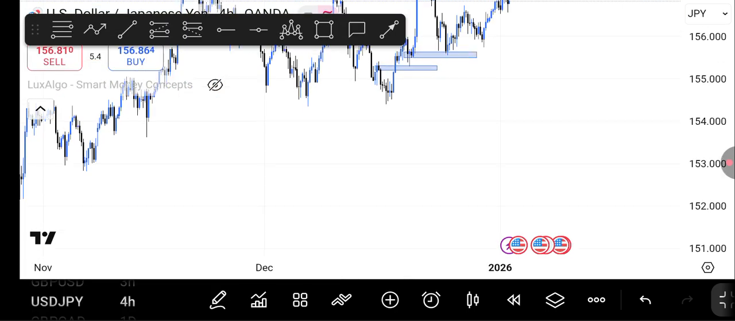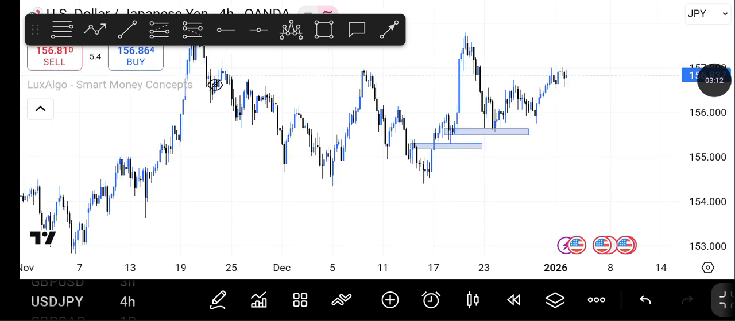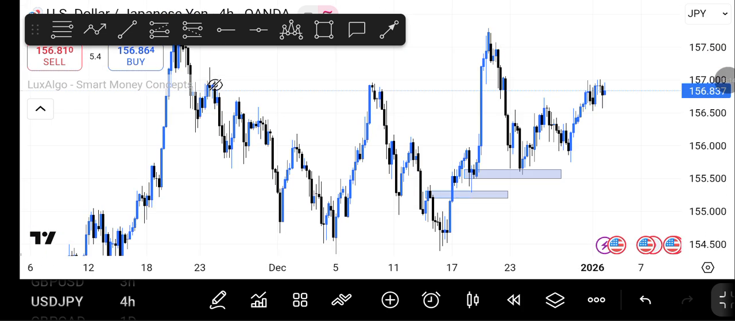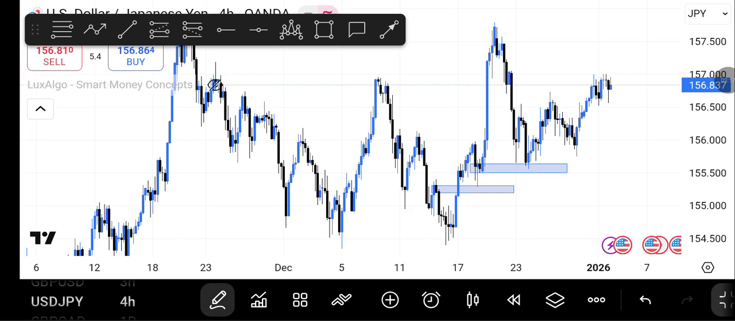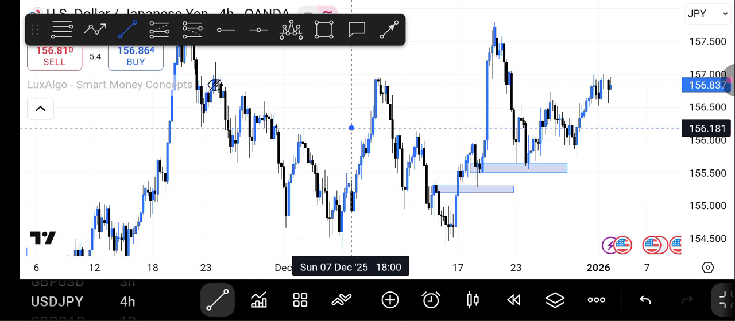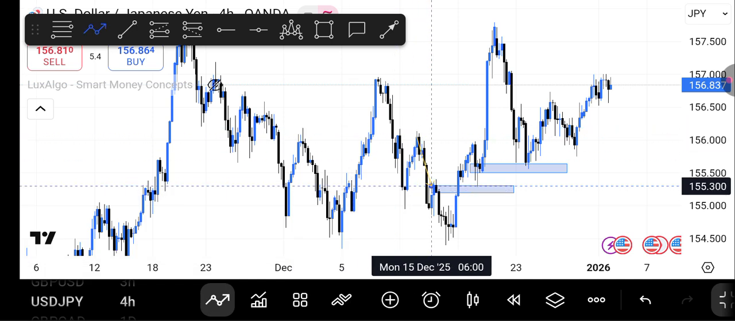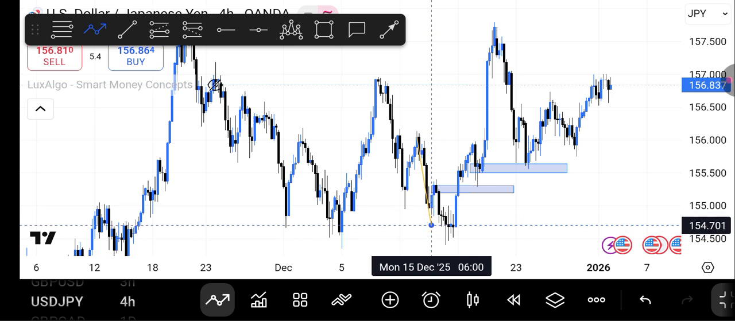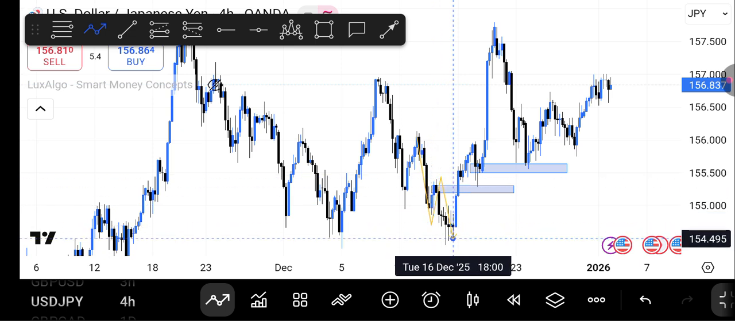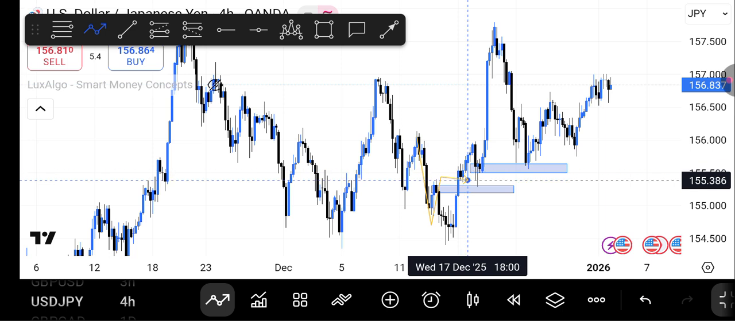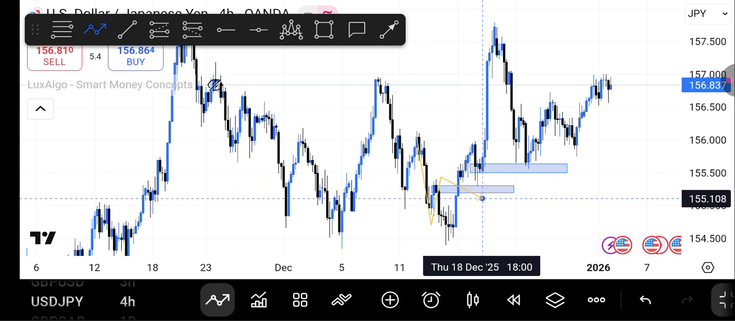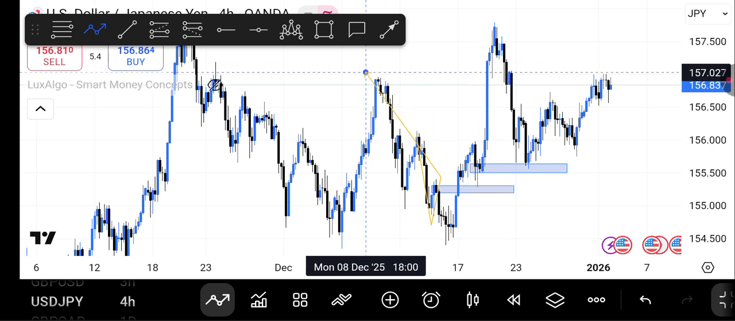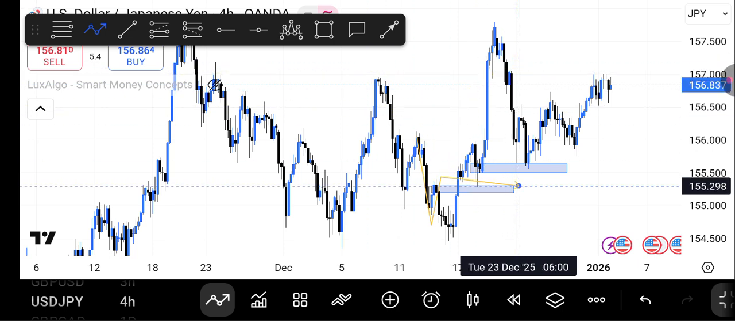You could see these were trades I would have taken on this 4 hour, because this is an internal structure. Here, market structure shift, and then you get a liquidity, and then the nearest POI. After getting the drawn liquidity, you could see price doing the same thing.